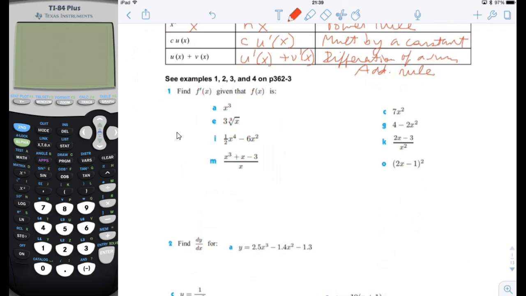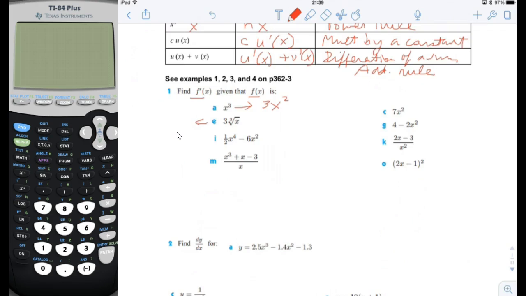Find f dash x, given that f of x is, and so they're just saying take the derivative. They're going to always give it to us in different language, so we get used to it. So the derivative of x cubed, using the power rule, is 3x squared. We take the 3, we put it out front, and then we subtract 1 from the power. So there's the first one.